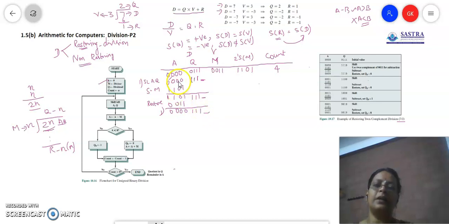So in this step we are trying to do the subtraction, but it is not supposed to be done because it is a lesser number. So we cancel the subtraction by adding M, and we are not able to succeed in the division process. So the quotient bit is going to be set to 0.